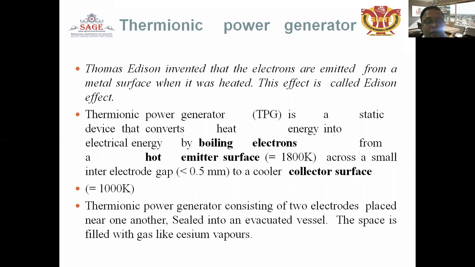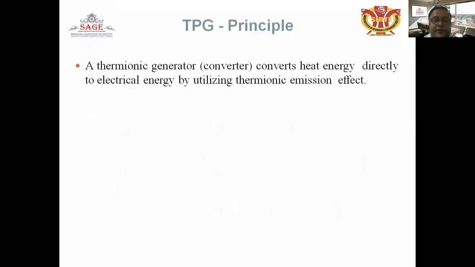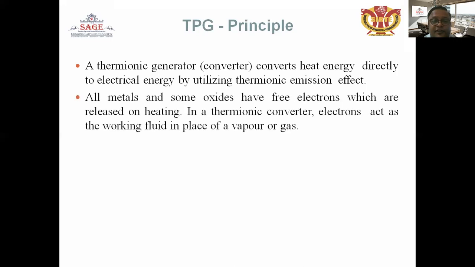Then the thermionic power generator consists of two electrodes, that are placed near one another and sealed into an evacuated vessel. The space is filled with a gas like the cesium vapors. TPG principle, that is the thermionic generator.